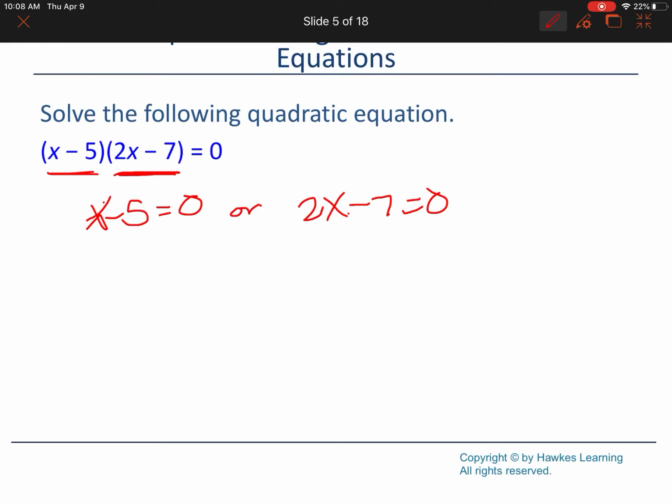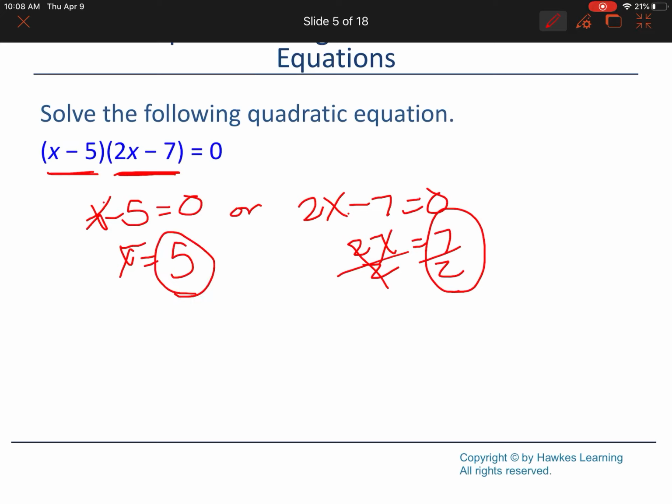And if x minus 5 equals 0, well, I can take this equation now and see what x would be, right? So add 5 to the other side, and I get that x equals 5. And if I add 7, I get 2x equals 7, and I divide by 2. So I get that x equals 7/2. So those are my two answers. I get 2, and both of them work.